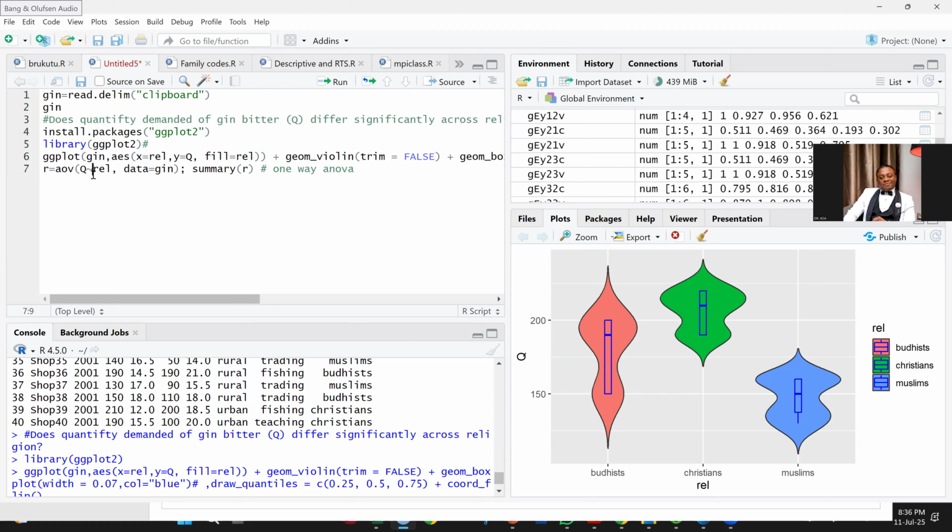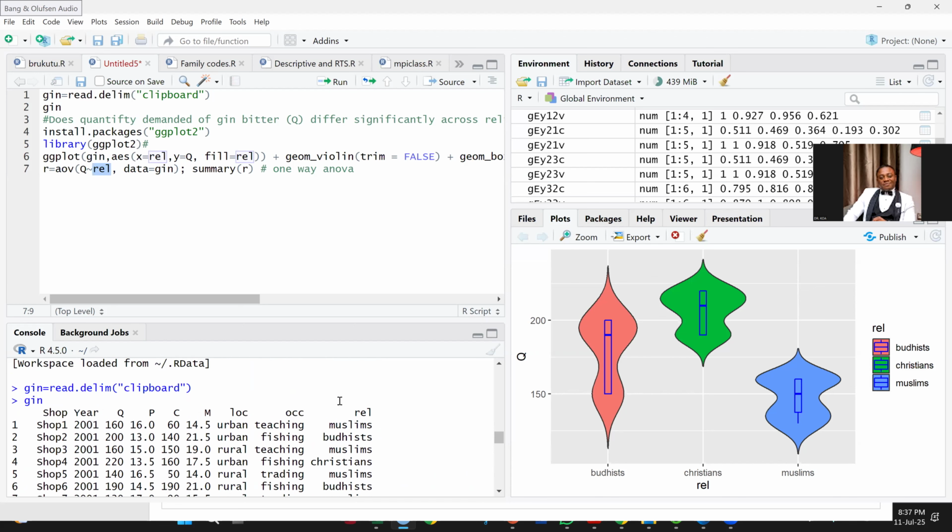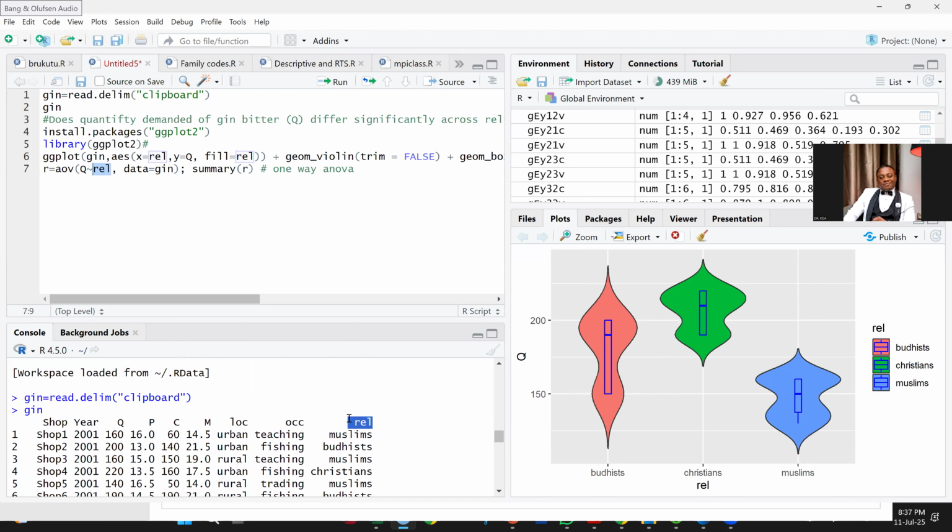Then you have a Greek symbol called tilde. This is changing across religion. So religion was represented here by REL. You can see it in the data set, REL. So this is saying that I want you to calculate the ANOVA for religion, for quantity demanded across religion. The name of the data should be gene, and then summarize the results for me. That is what this one is doing. It will calculate the ANOVA for you.